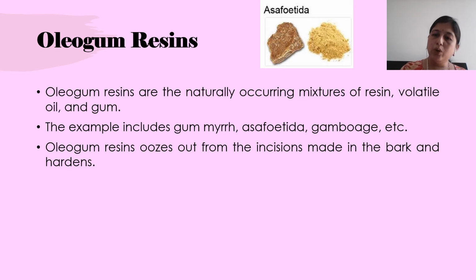Then we have the oleogum resins. This is a very common example of hing or asafoetida. So what is an oleogum resin? It is a mixture of resins with volatile oils and gums. The examples include gum myrrh, asafoetida, gamboge, etc. Oleogum resins ooze out from the incisions made in the bark and then it hardens.